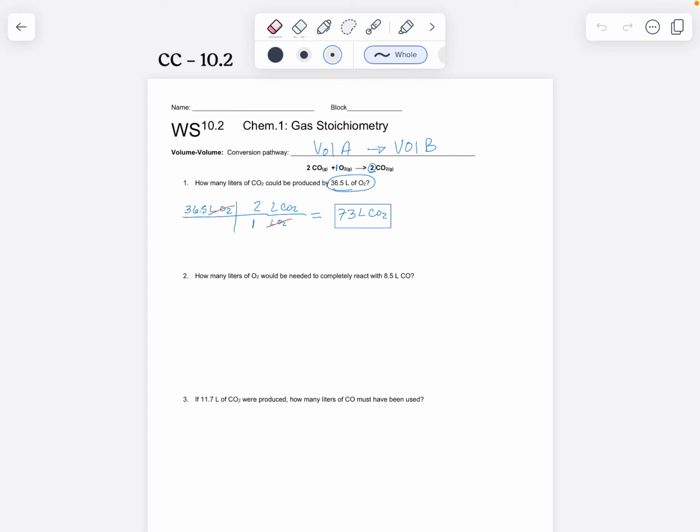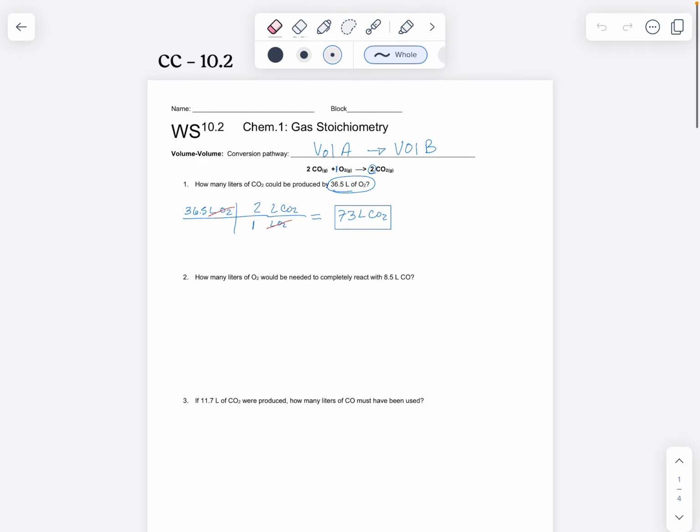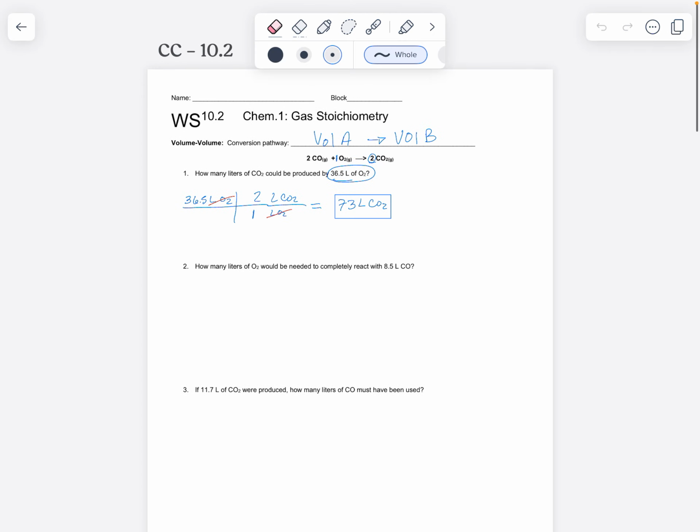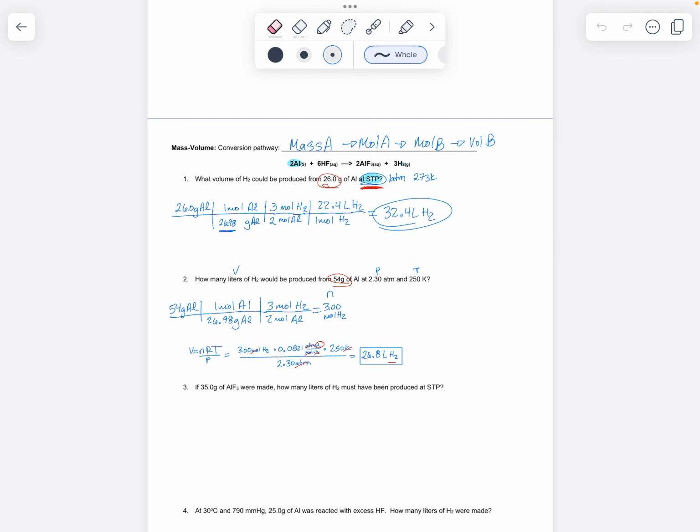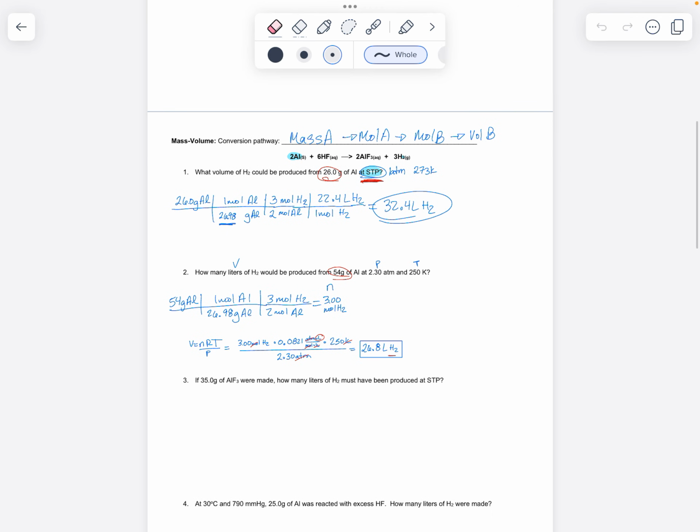All right, this is video number 3 on worksheet 10.2. On the first video, we looked at volume to volume stoichiometry problems. In the second video, we did the mass to volume. We looked at two different ones: one that was at STP, where we started with a mass and converted it into a volume, and then one that was not at STP.